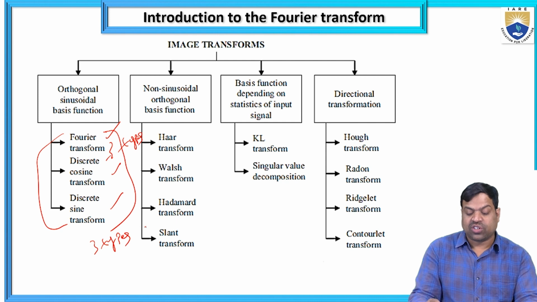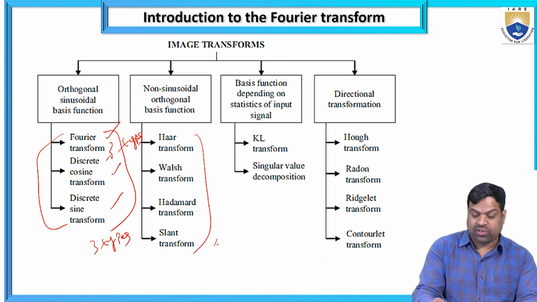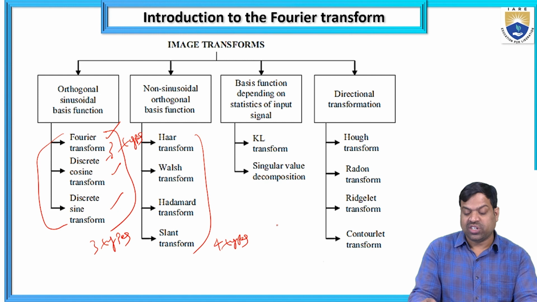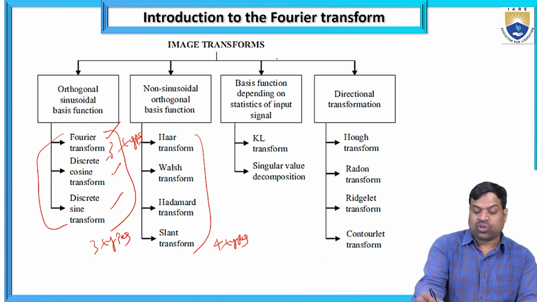And the non-sinusoidal orthogonal basis functions are of 4 types: Haar transform, Walsh transform, Hadamard transform and Slant transform. So these are the 4 types of non-sinusoidal orthogonal basis function. The basis function depending on statistics of input signal: that is the KL transform and singular value decomposition. And the directional transformations are of 4 types: Hough transform, Radon transform, Ridgelet transform and Contourlet transform. Okay, these are the 4 types. What the major uses of transforms are, we will discuss next. So totally, image transforms are of 4 types.